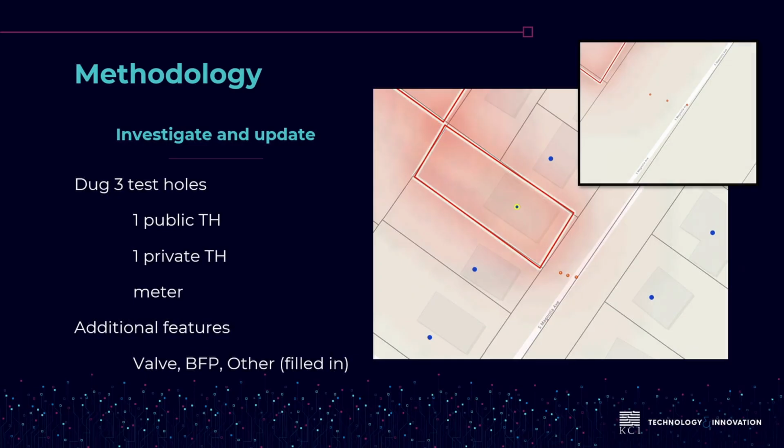They would dig the 3 test holes, and we also set up the data to capture additional features that might be nearby. We wanted to be able to capture that data for the city if they didn't already have it in their GIS, so things like valves, backflow preventers, or any type of other infrastructure that they could fill in.